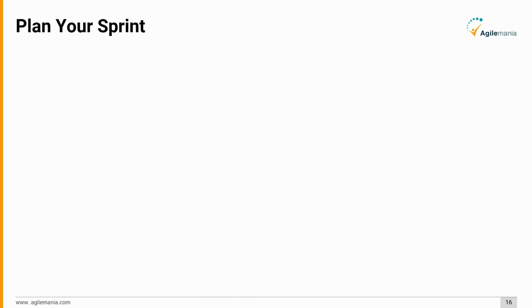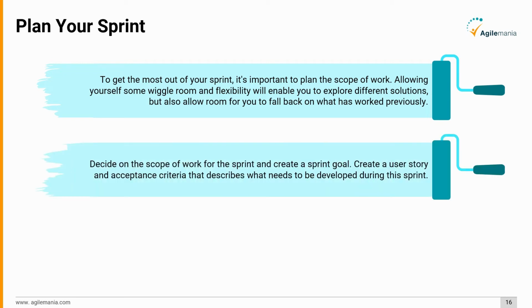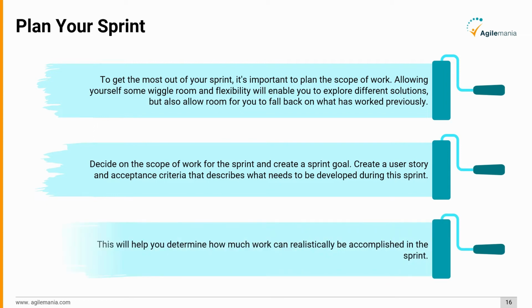Firstly, plan your sprint. To get the most out of your sprint, it's important to plan the scope of work. Allowing yourself some wiggle room and flexibility will enable you to explore different solutions, but also allow room for you to fall back on what has worked previously. Decide on the scope of work for the sprint and create a sprint goal. Create a user story and acceptance criteria that describes what needs to be developed during this sprint. This will help you determine how much work can realistically be accomplished in the sprint.